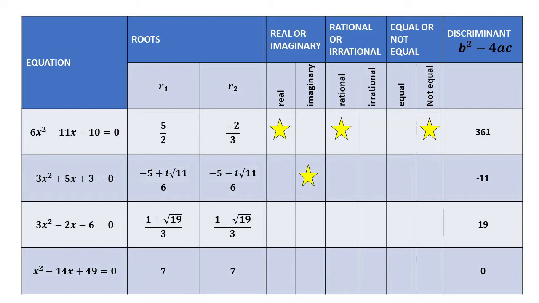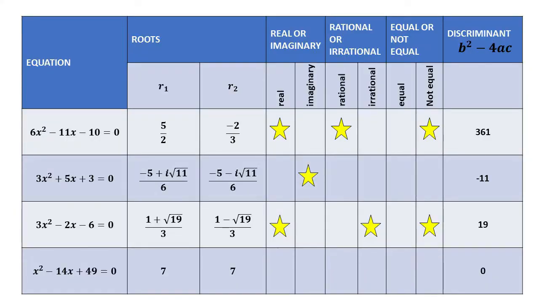Let's continue. How about if we have 3x squared minus 2x minus 6 equals 0, with the roots 1 plus square root of 19 over 3 and 1 minus square root of 19 over 3. Is it real or imaginary? Yes, it is real. Is it rational or irrational? Yes, it is irrational. Is it equal or not equal? They are not equal. How about this last equation?